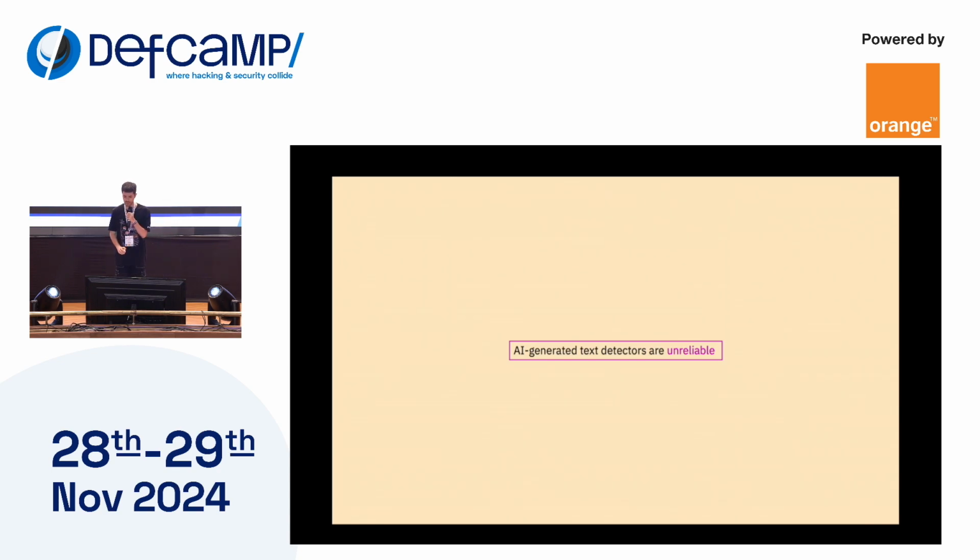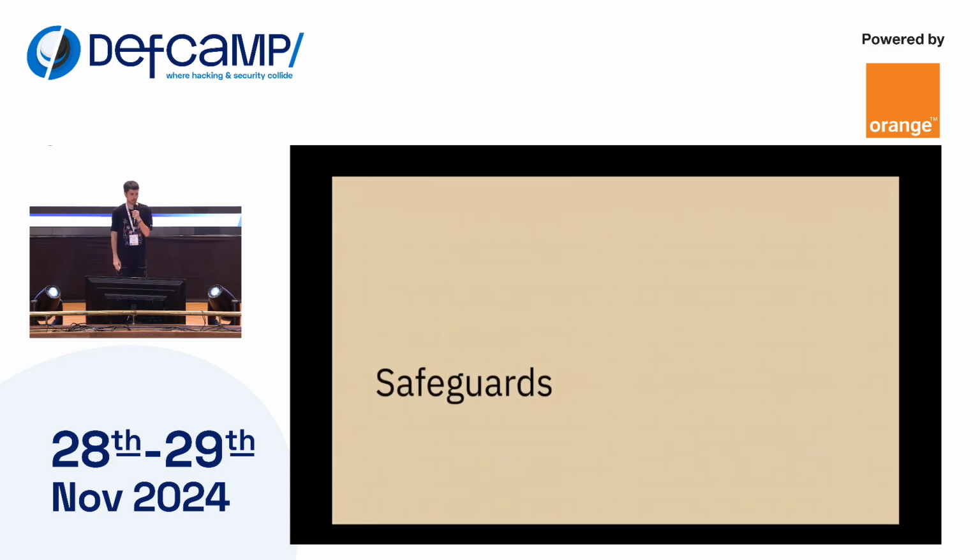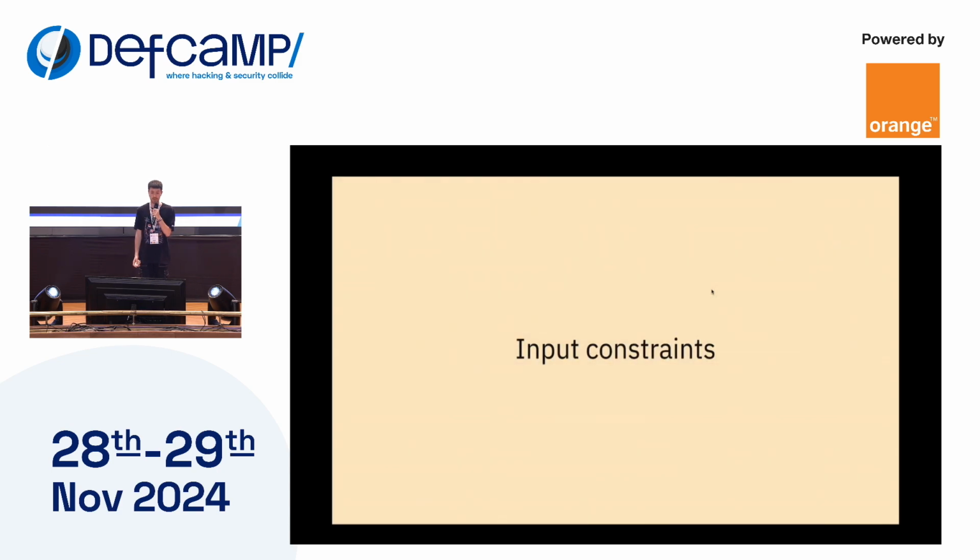Now the question becomes, can we do something about it? What can we do? If I ask you, I imagine you would probably tell me, oh, just check if there are homoglyphs in your text, right? You just check and that's it.